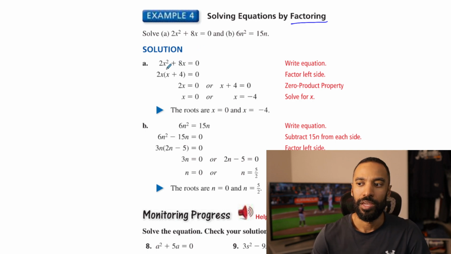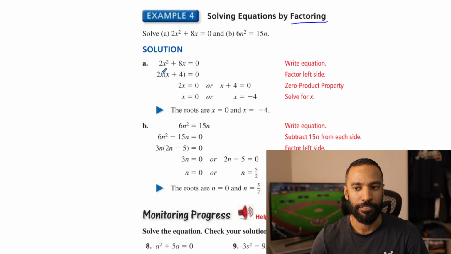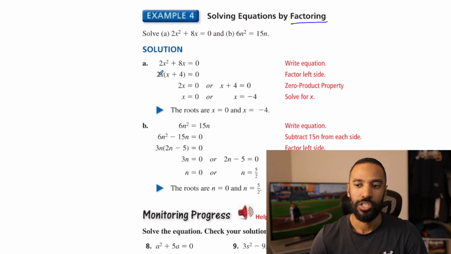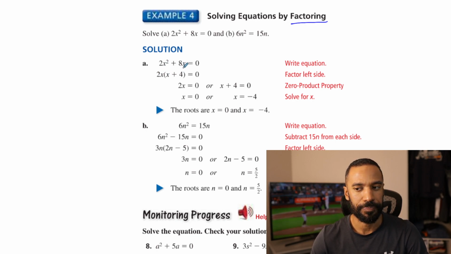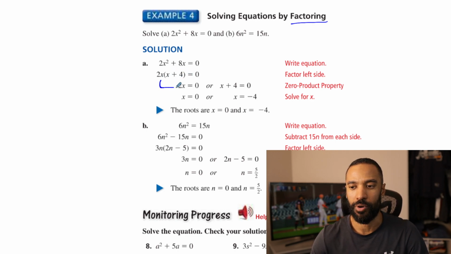You want to factor. The greatest common factor of 2 and 8 is 2. The greatest common factor of x squared and x is x. It's the most number and variable that I can divide out of both terms. And what remains inside: 2x times x is 2x squared, 2x times 4 is 8x. Anyway, we created a product. It's set equal to 0.